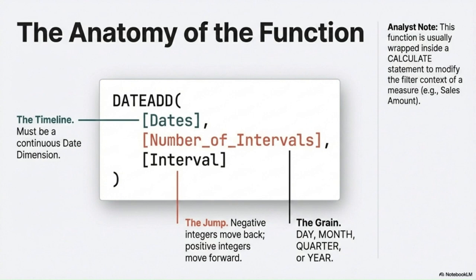Let's break down the syntax of DATEADD. We write DATEADD, and then we have dates, which is a continuous date column. Then there's the number of intervals, how far you want to move, and there's an interval like day, month, quarter, or year. A negative number moves backward in time, a positive number moves forward. This function is usually wrapped inside CALCULATE to modify filter context.